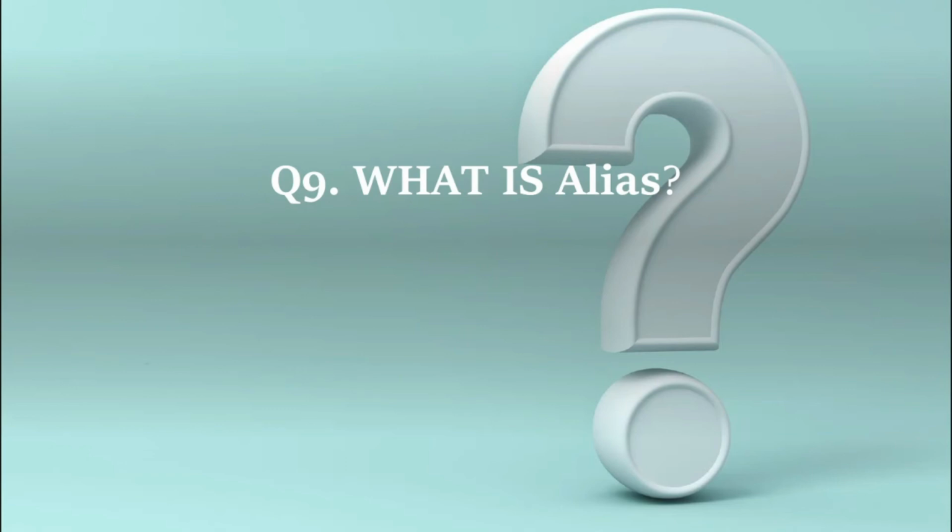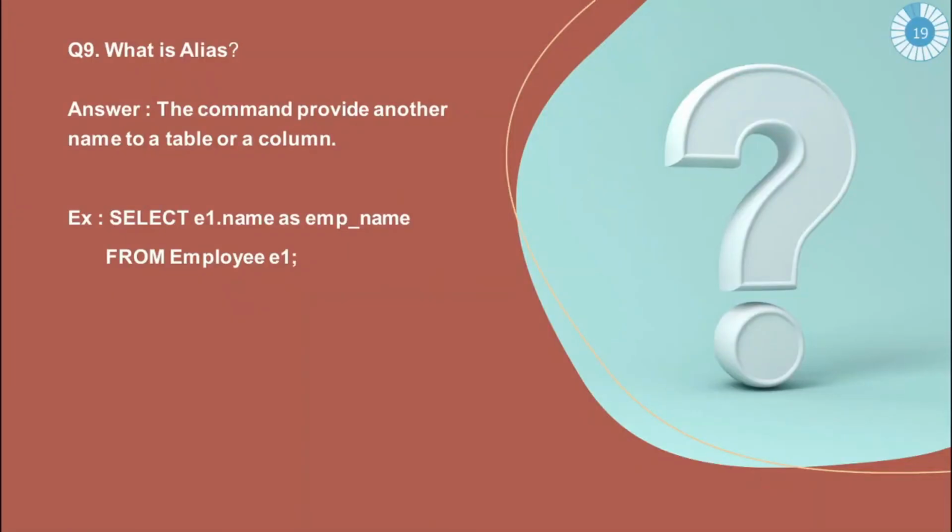Why is it important? Generally, if you are calculating some values and you are not giving an alias, it will come with a long column name. So you have to give an alias to that long string, or define some column and give it an alias with some meaningful name. You need an alias. So friends, the command provides another name to a table or a column.